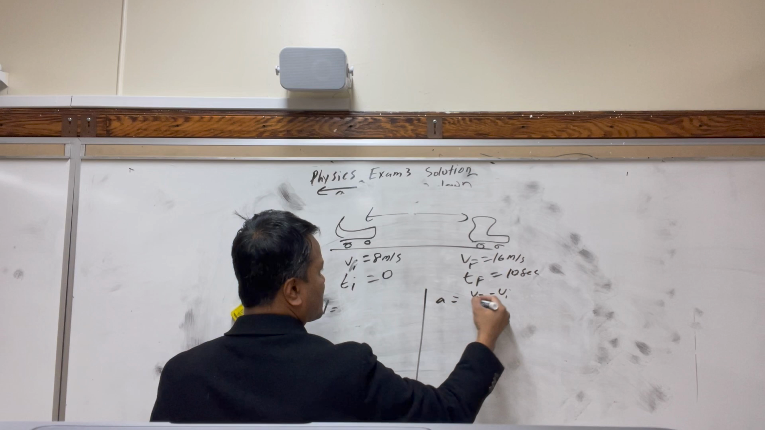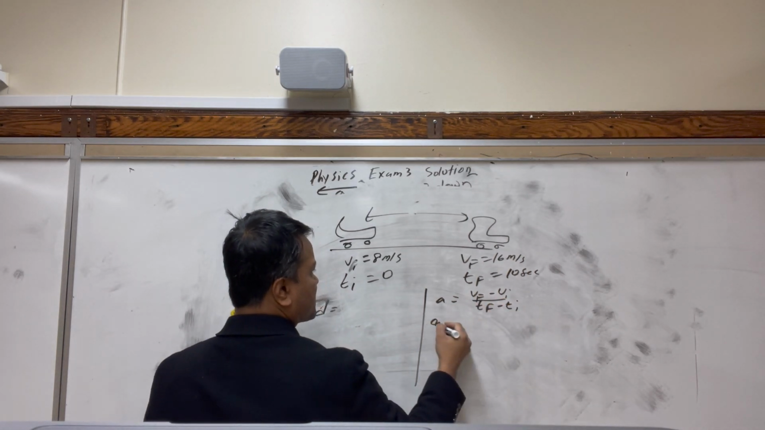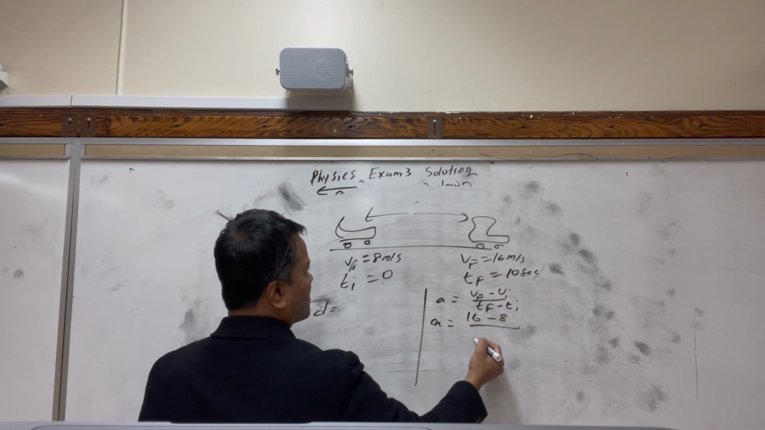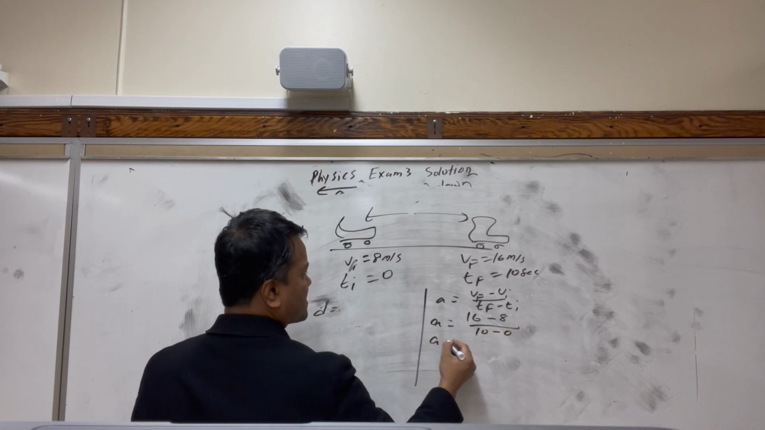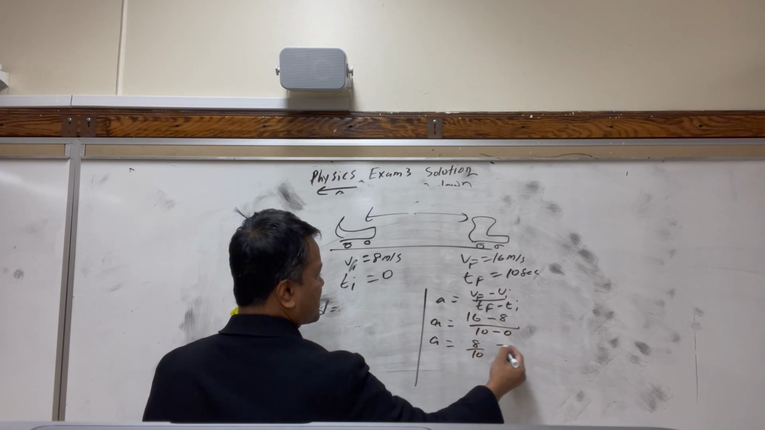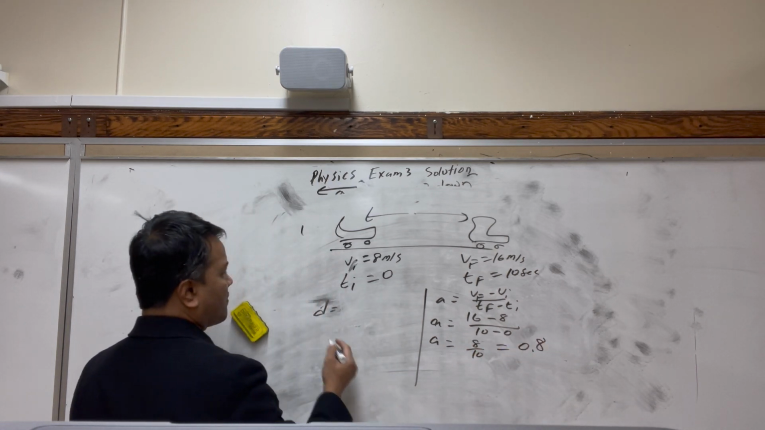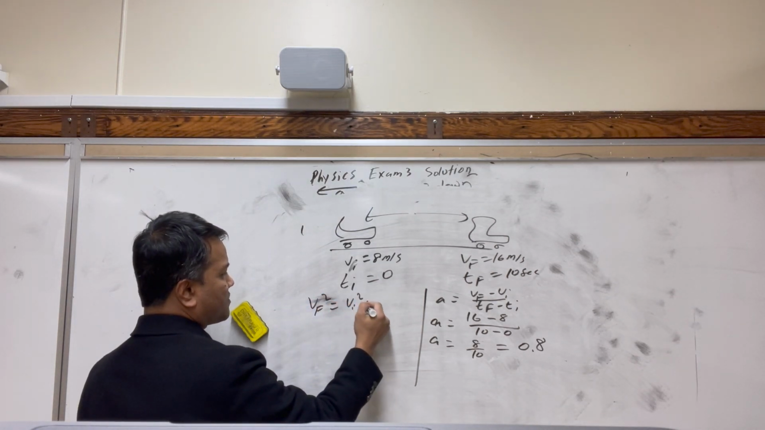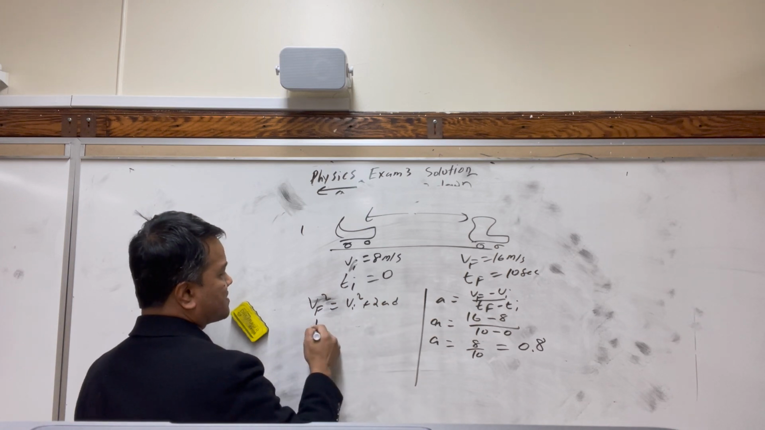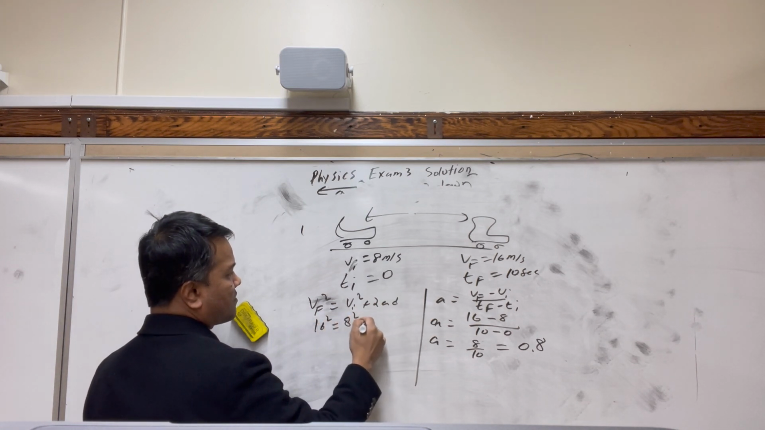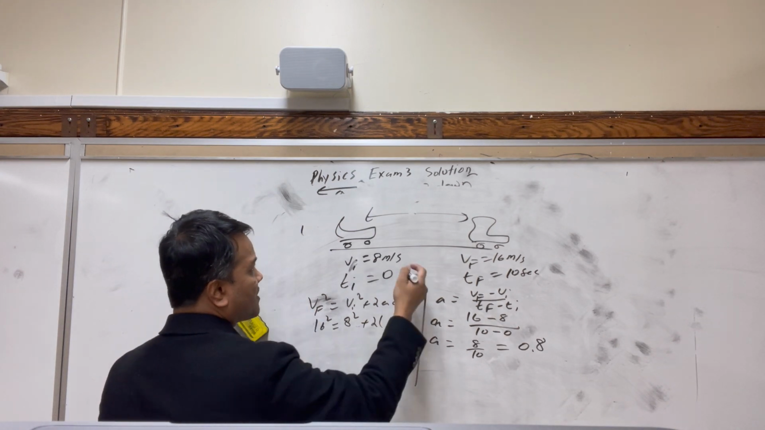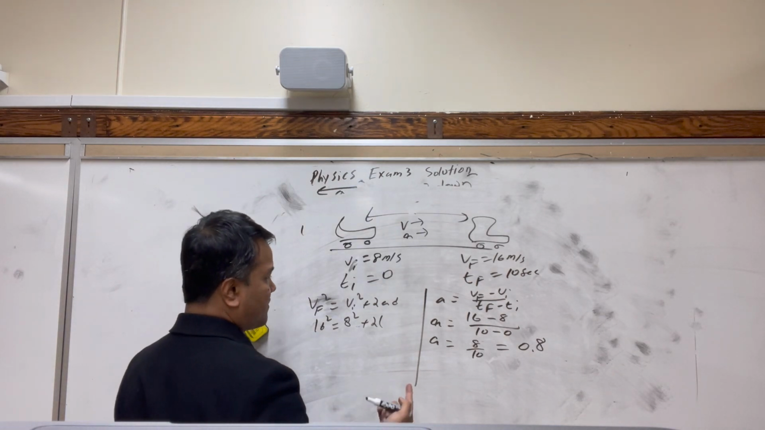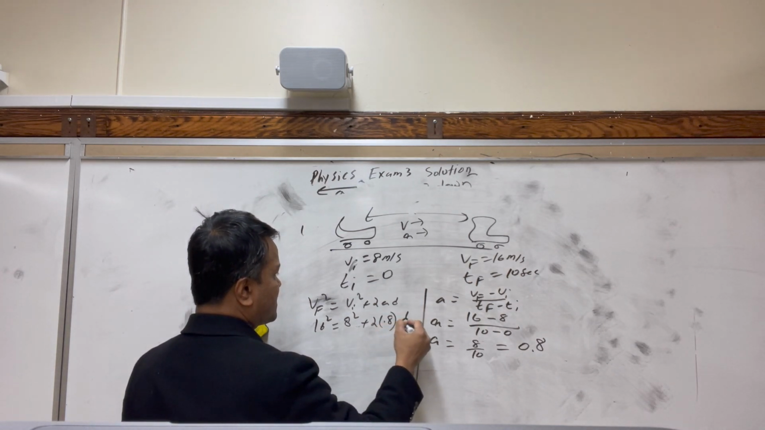Vf minus Vi over Tf minus Ti. Of course, acceleration is 16 minus 8 over 10 minus 0. So acceleration is 8 over 10, which is 0.8. Now to find the d, you have to do Vf squared is equal to Vi squared plus 2ad. The final velocity is 16 squared. Initial velocity is 8 squared plus 2 times acceleration. This time the velocity and acceleration are in the same direction, the object is speeding up, of course, 0.8, and the distance is what we are trying to find.